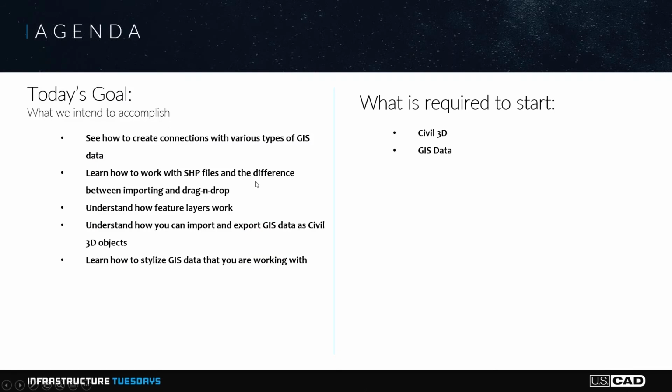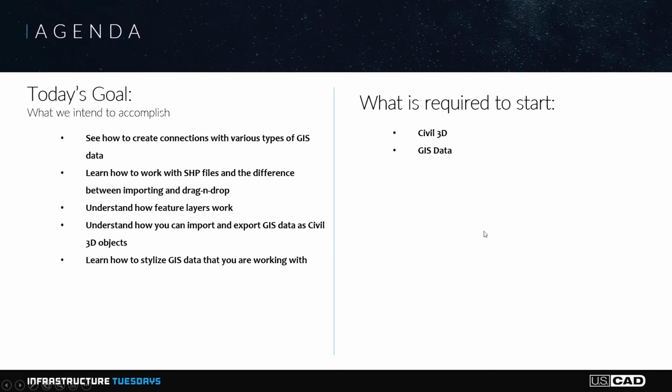Okay, so here's our agenda for today, today's goal. What we intend to accomplish today, we want to see how to create connections with various types of GIS data. We're going to learn how to work with shapefiles and the difference between actually importing them and drag and dropping them, and take a look at some of the interface differences. We're going to look at understanding how the feature layers work, and you'll understand more about this if you haven't used this before as we go through. We'll look at how you can import and export GIS data as Civil 3D objects. And last but not least, we'll take a look at how to stylize GIS data that you are working with.